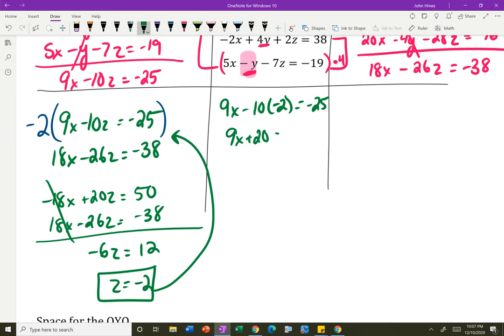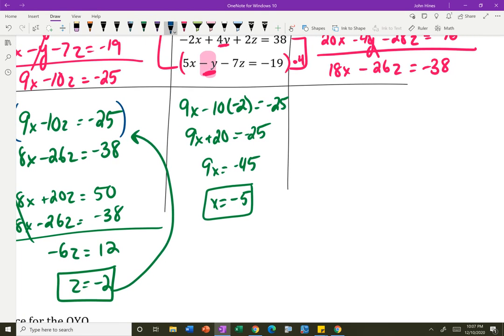9x plus 20 equals negative 25. Subtract 20 from both sides, and then divide by 9, and you get x equals negative 5. And again, these are so easy to make little mistakes in, and it's late at night, so I hope I haven't made a mistake, but things are working out very nicely.